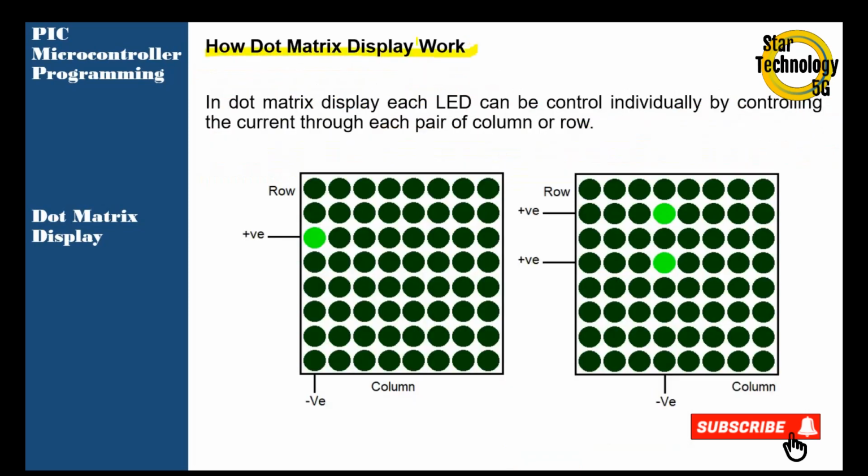How does a dot matrix display work? In a dot matrix display, each LED can be controlled individually by controlling the current through each pair of a column or row. If you want to turn on this LED, we need to give it a positive supply in the row and a negative supply in the column, so this LED gets turned on. And if you want to turn on these LEDs in row number 2 and row number 4 and in column number 4, we need to give positive supply to these two rows and negative supply to that column, and these two LEDs will get turned on.